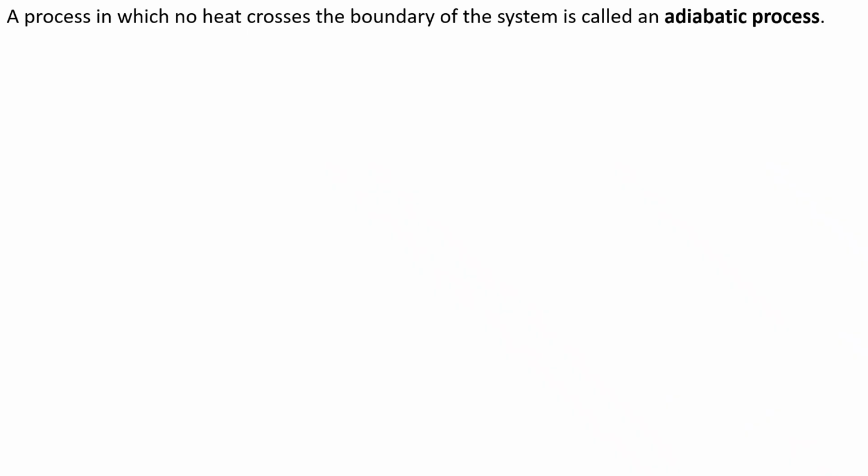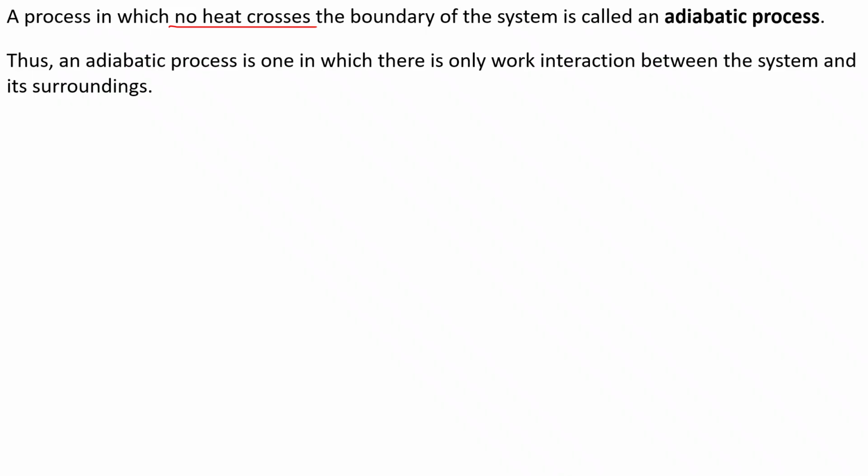Next, we will discuss the adiabatic process. A process in which no heat crosses the boundary of the system is called an adiabatic process. An adiabatic process is one in which there is only work interaction between the system and its surroundings, and therefore no heat transfer occurs in the adiabatic process. And the unit of heat is joule in SI units.